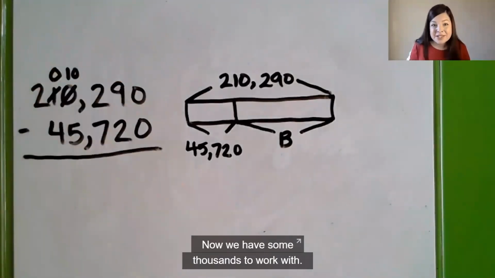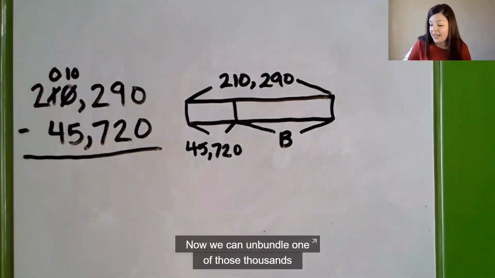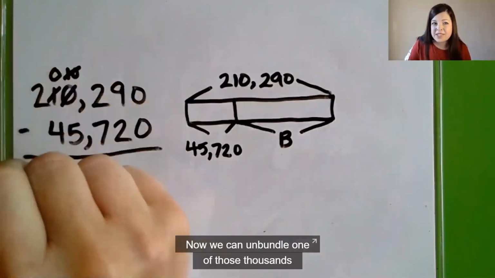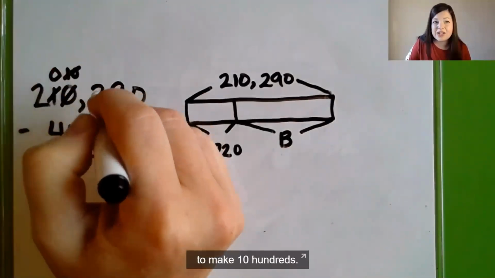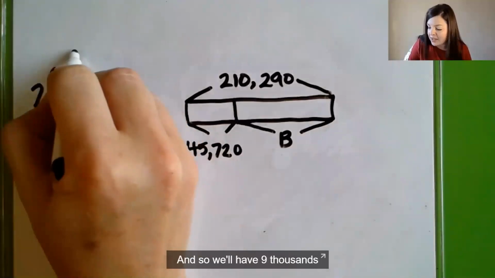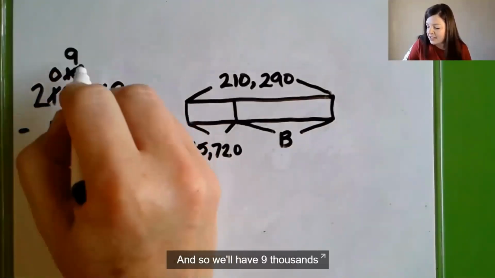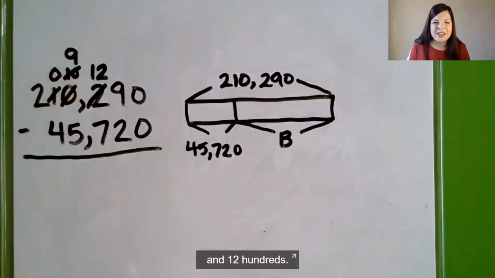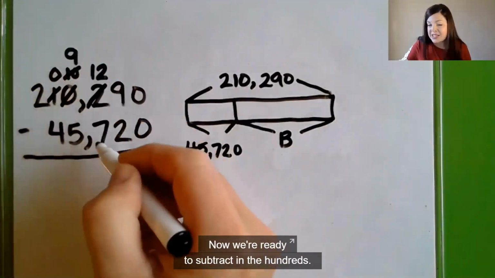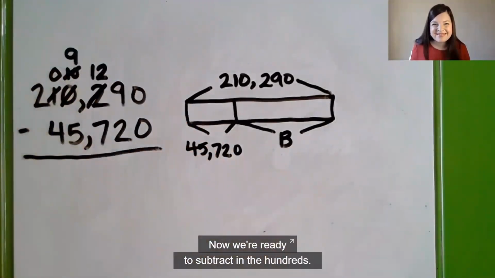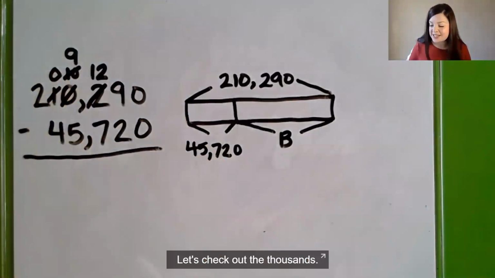Now we have some thousands to work with. Now we can unbundle one of those thousands to make 10 hundreds, and so we'll have 9 thousands and 12 hundreds. Now we're ready to subtract in the hundreds. Let's check out the thousands.